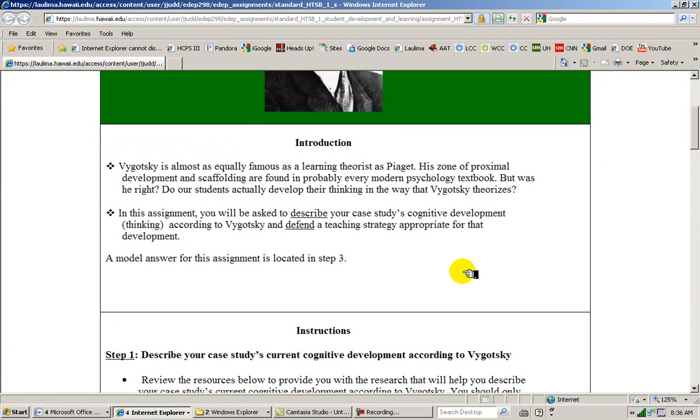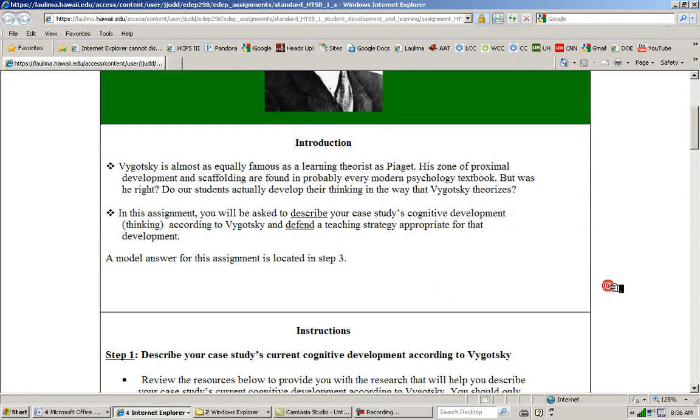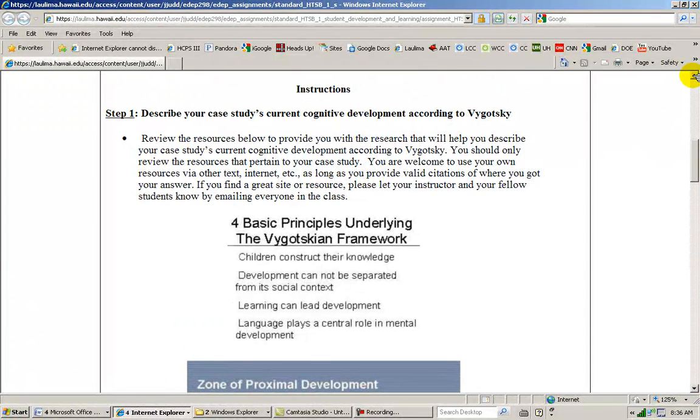But we want to look and see if you believe that's how you think people develop their thinking. So you're going to describe your case study's cognitive development just like you did in Piaget, but according to Vygotsky, and defend a teaching strategy appropriate for that development. So if we scroll down, just like in all the other ones, in step 1, you're going to be looking at some resources to help you do that.